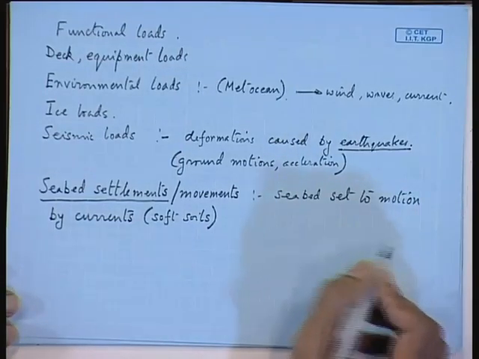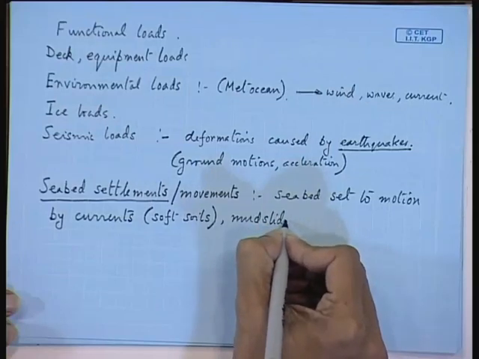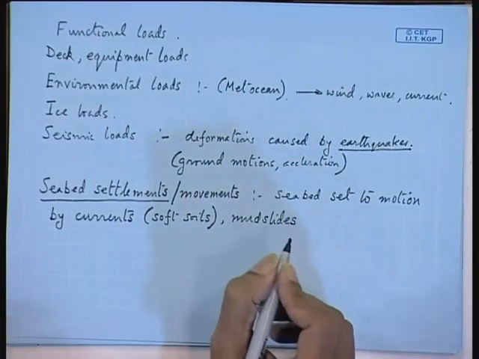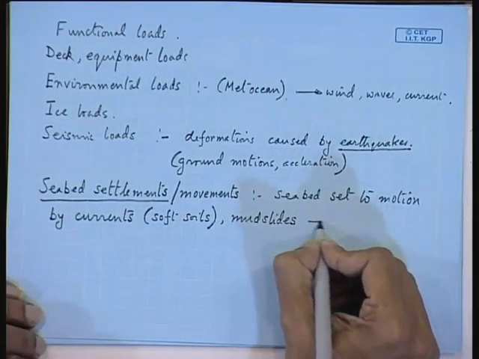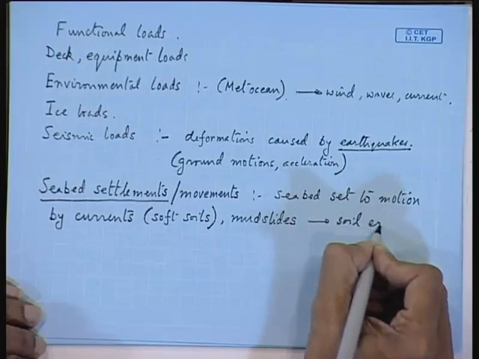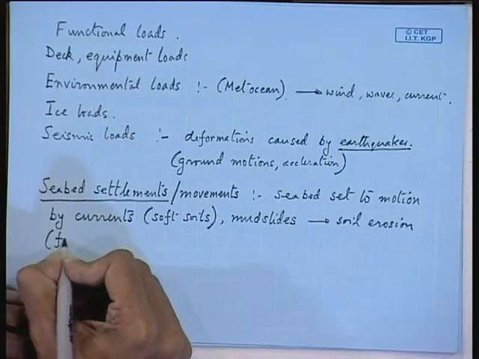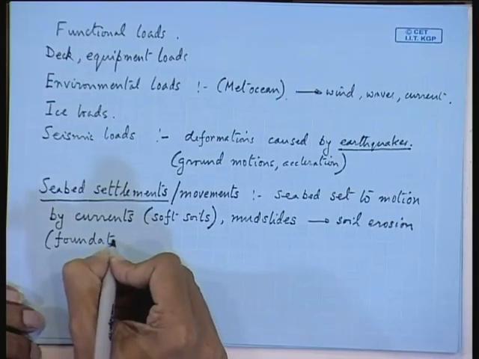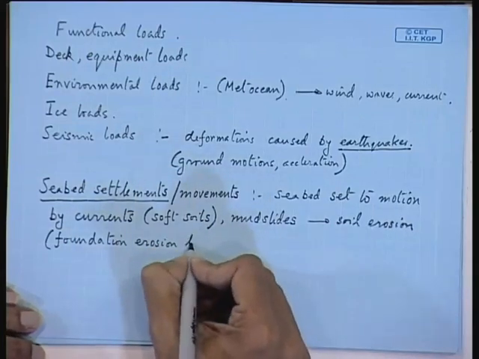Now, currents, mudslides. Mudslides are also very dangerous. Mudslides are normally caused by earthquakes in a different location, or may be caused by drilling from another platform. So a mudslide is going to cause soil erosion, or sometimes this is called foundation erosion, because of scouring.